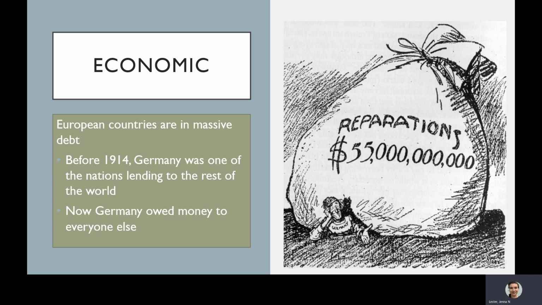Germany then had it even worse because they had to pay $55 billion in reparations. So before World War I, Germany was one of the leading nations in the world. It was one of the most powerful nations in the entire world. Now, Germany owed everyone else money.